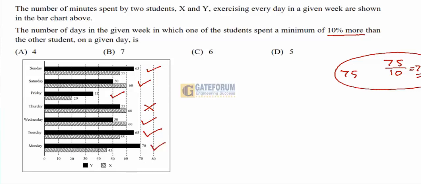So except for one day, in all the other days, the criteria that one of the students spent a minimum of 10% more than the other student is fulfilled. So I will say that the correct answer is 6.